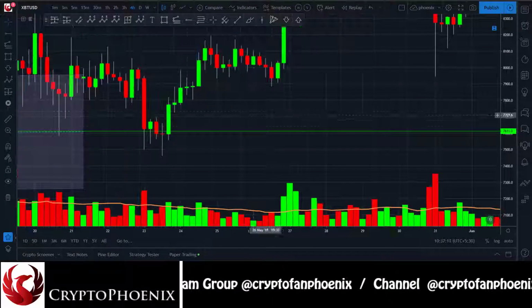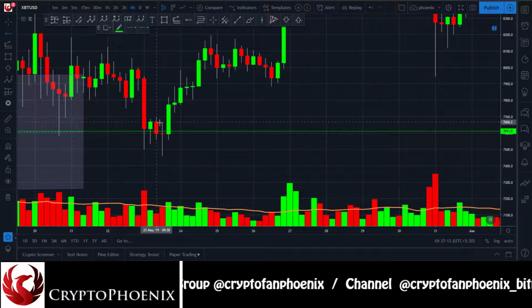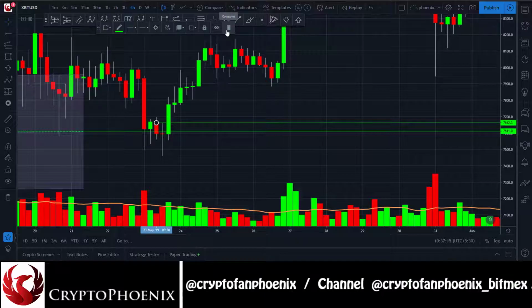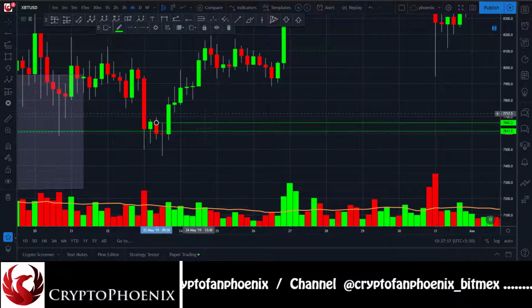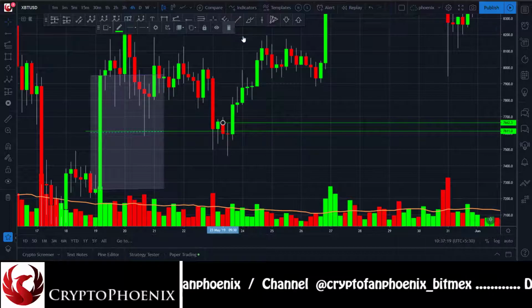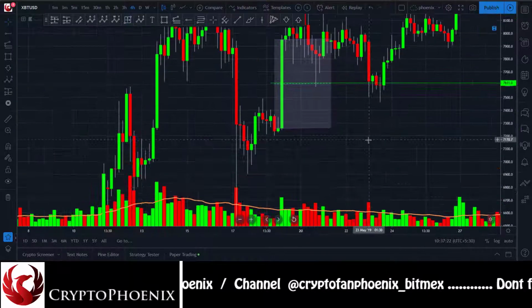So how to trade this, I just showed you. Mark the above and below points and just add for the long. The below point acts as a stop loss and the above point acts as an entry point. Alright, let's move on.